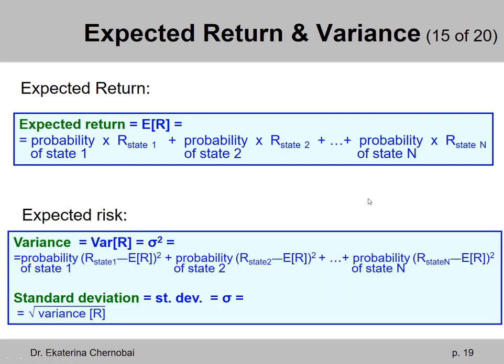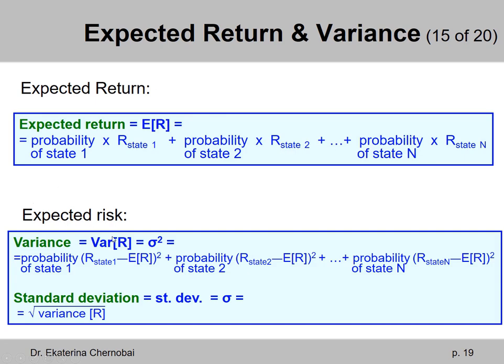And this slide is the summary of the formulas we will be using. To find the expected return, we will take the probability of the first state of the economy and multiply it by the return in the first state of the economy. Then we will add the probability of the second state of the economy multiplied by the return in the second state of the economy. And we will keep adding those products until we have covered all possible states of the economy.